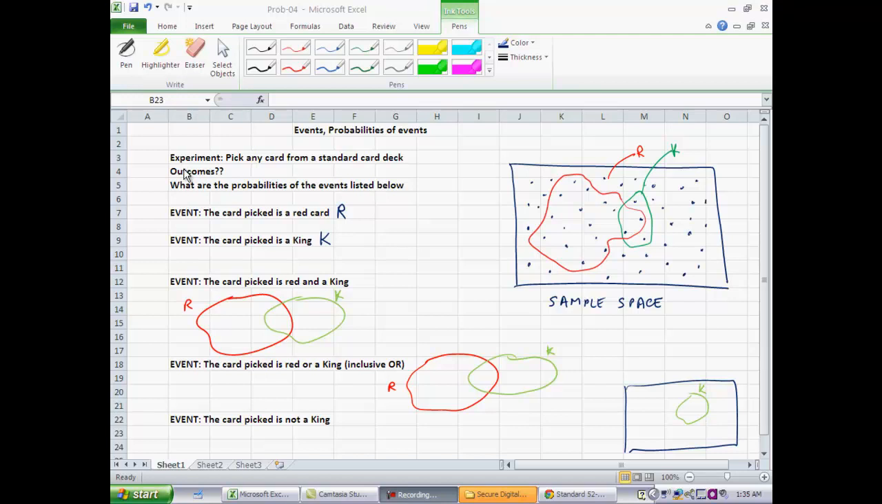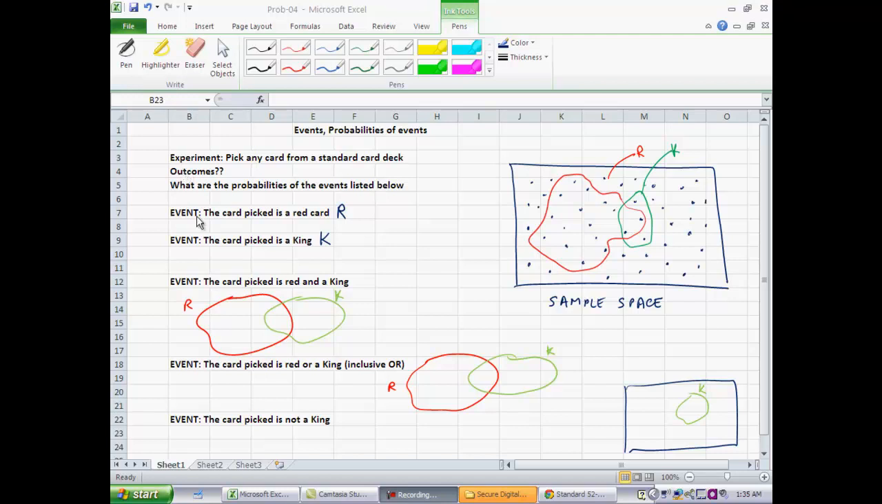One possible outcome could be it's a jack of clubs. Another possible outcome could be a king of diamonds, and so forth. You remember the definition of sample space that we had stated earlier. Sample space is the set of all possible outcomes. So in this case, once you have a standard card deck, the sample space consists of 52 possible outcomes, since there are 52 cards in a standard deck.